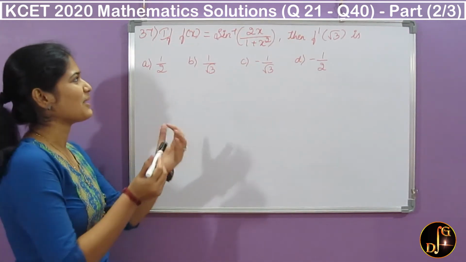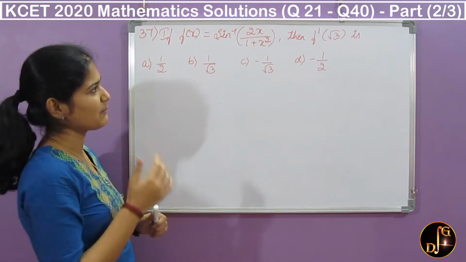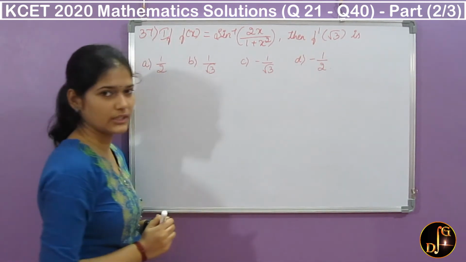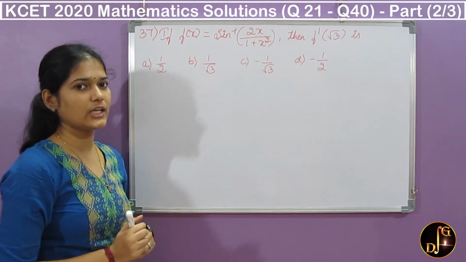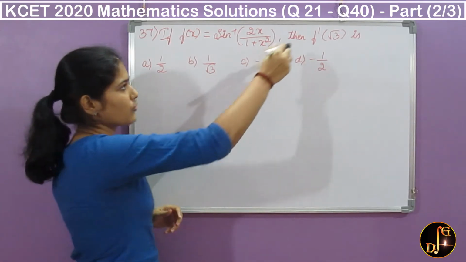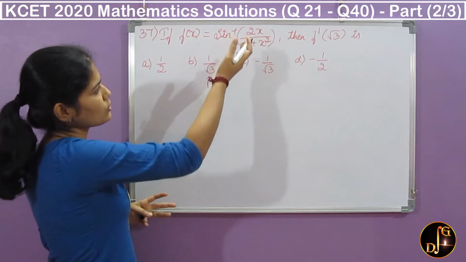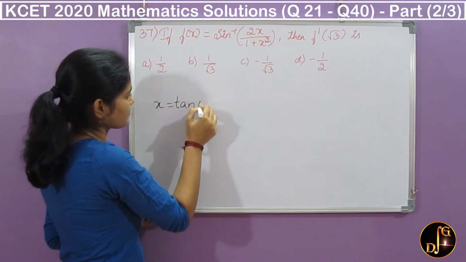In this problem, it is given that f of x is equal to sine inverse of 2x by 1 plus x square. Then we have to find f dash of root 3. The same problem was asked in 2019 also, but there it was asked for f dash of 0. Let's solve this. To solve this, we have to take x as tan theta.